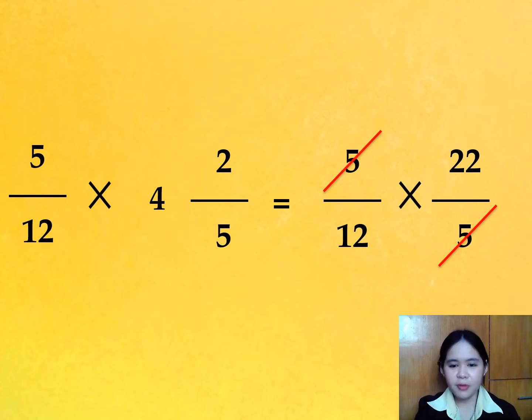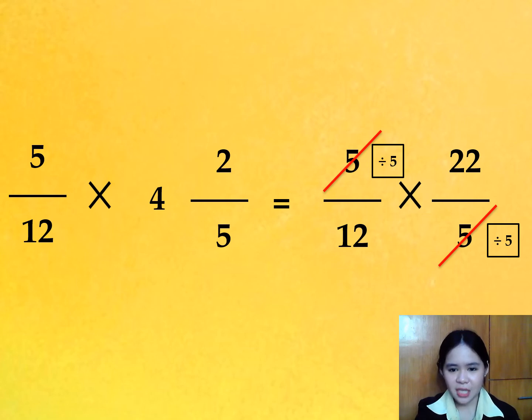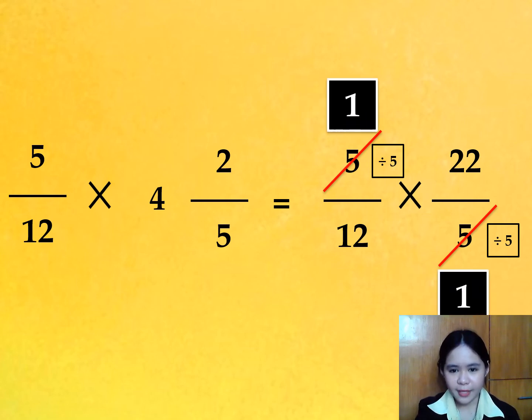The common factor of 5 and 5 is 5. Therefore, we divide both by 5. 5 divided by 5 is equal to 1. Next, let's see the denominator.